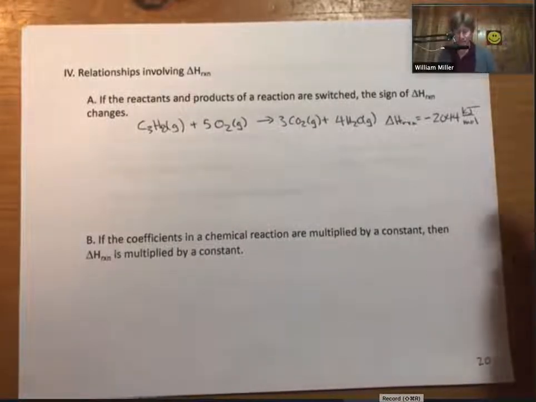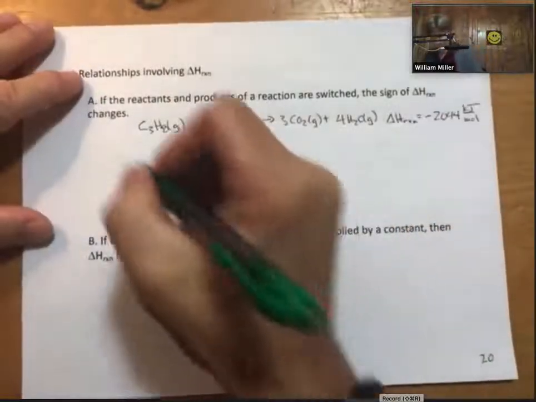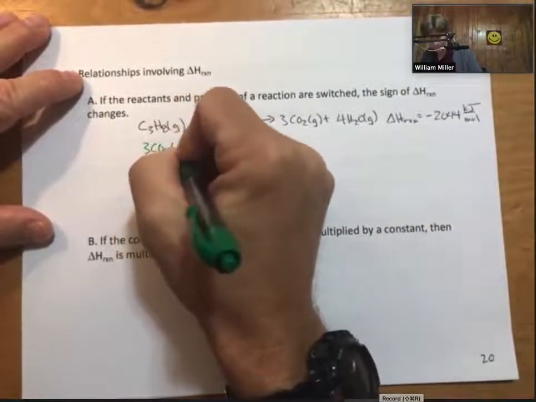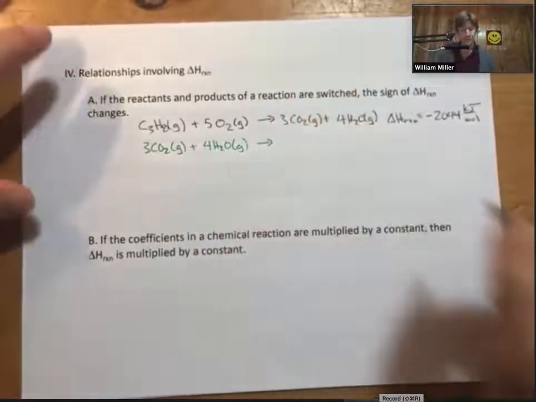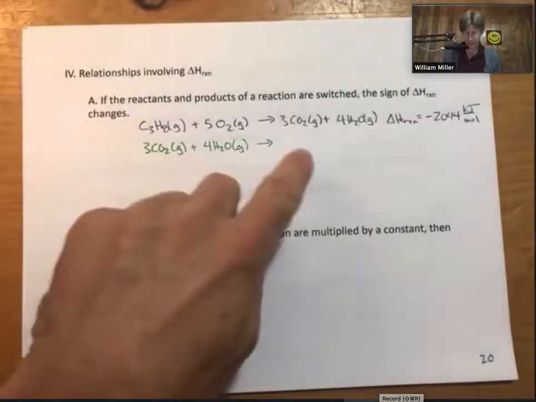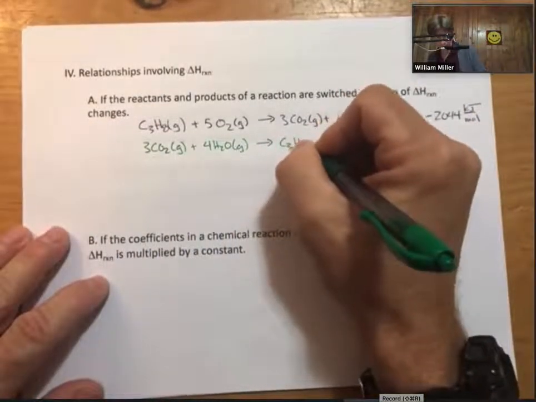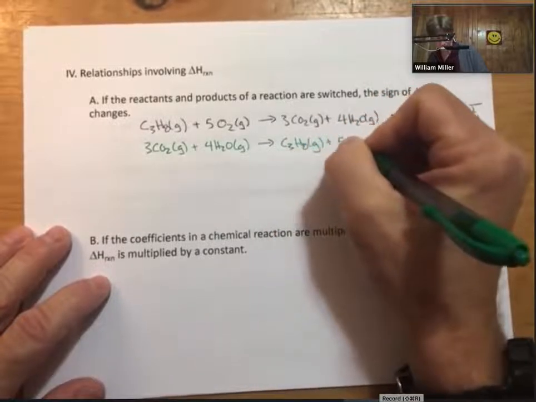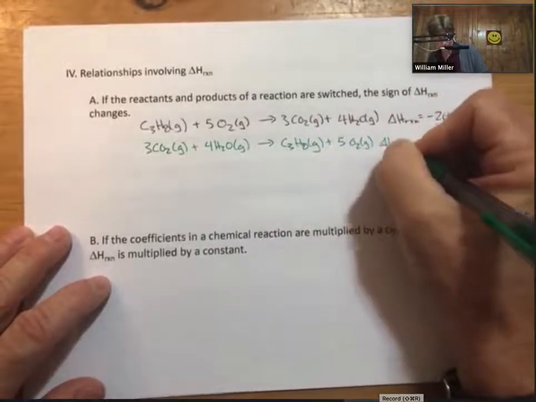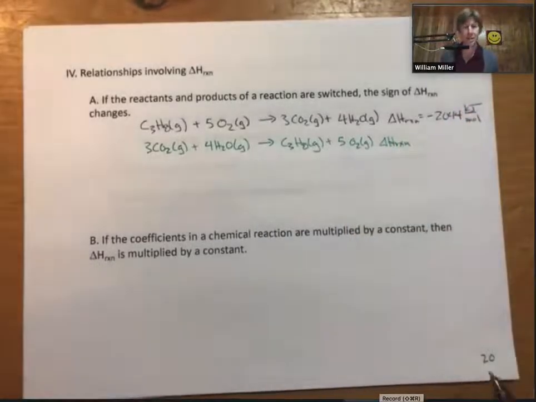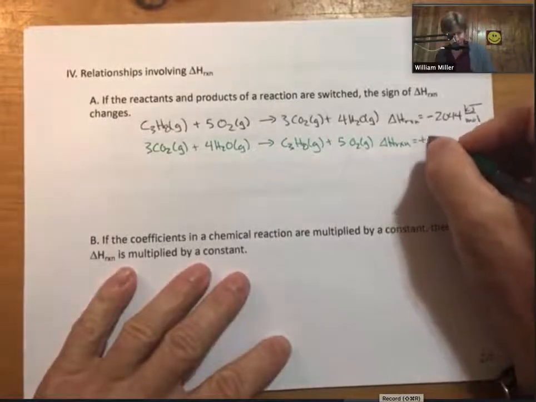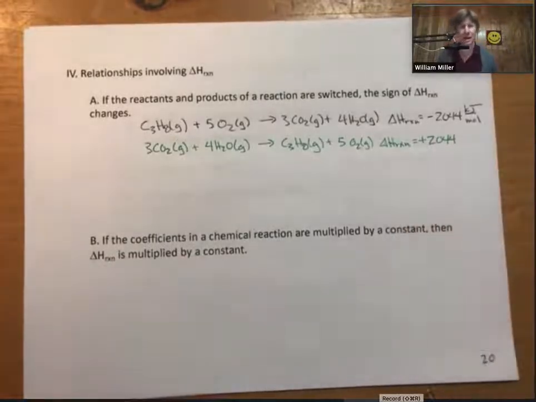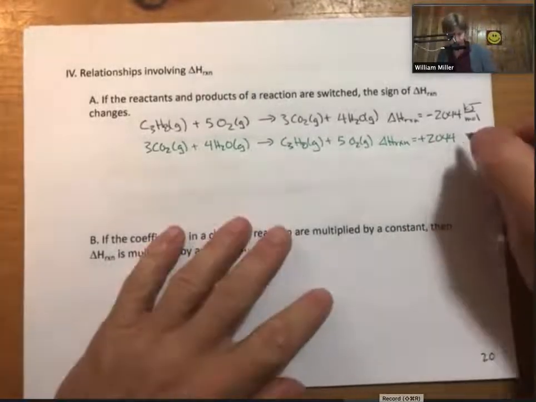And according to what we just said, if we flip the reactants and products, we get propane and 5 moles of oxygen as products now. So we've flipped or reversed the reaction. And delta H reaction for this is positive 2,044 kilojoules per mole.